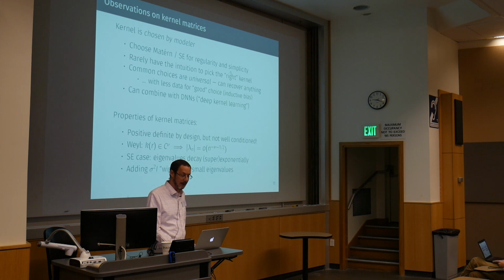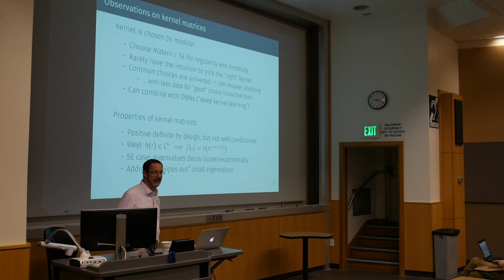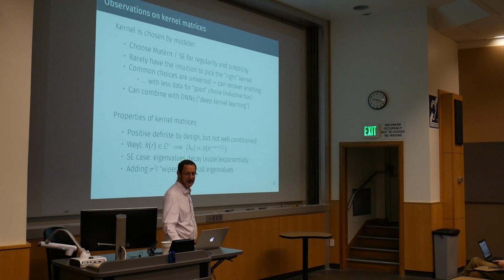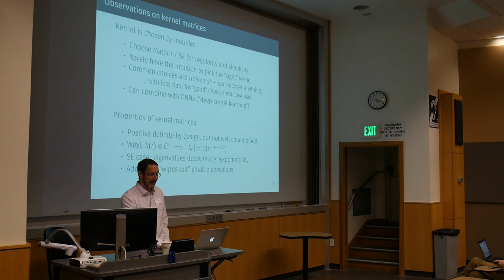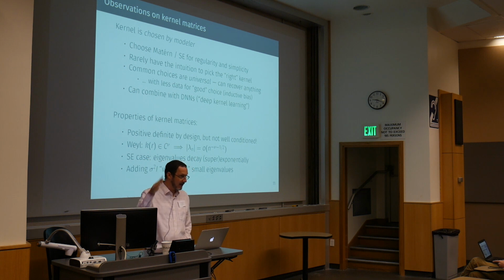There's a result due to Weyl that talks about the eigenvalues of an associated integral kernel, but you can actually map those into bounds on the eigenvalues of your kernel matrices. It says if you've got a nu times continuously differentiable kernel, then your eigenvalues should decay like order n to the minus nu minus a half. So that tells you something about what you expect. So very rough kernels, the eigenvalues don't decay too fast. Very smooth, it decays extremely quickly.